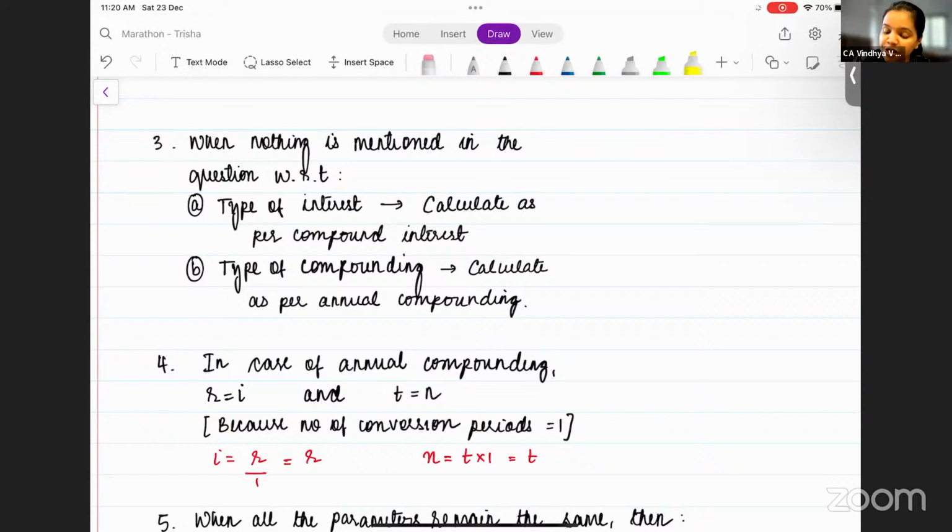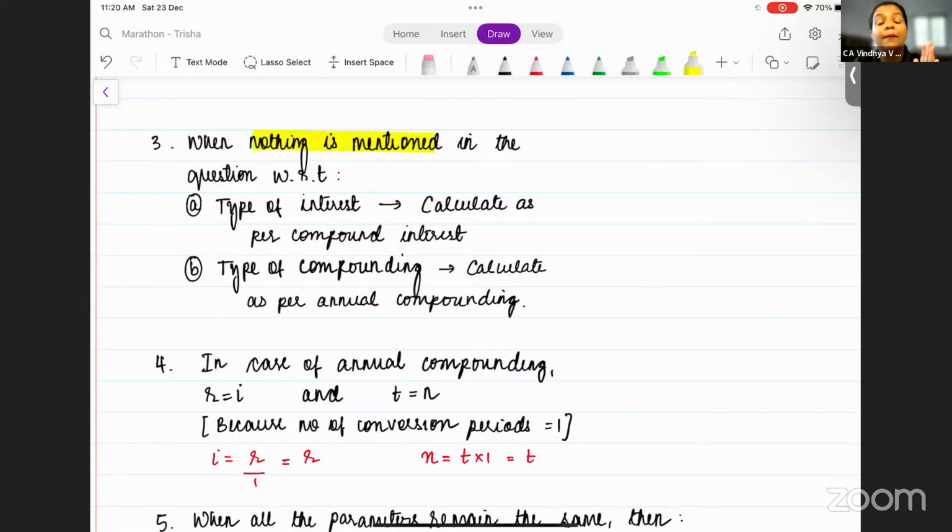Very important next point. This is when nothing is mentioned in the question about the type of interest. If the question does not specify whether it is compound interest or simple interest, you will always consider it as compound interest, which means if you are supposed to solve using simple interest, it will specifically be given in the question. And next one is type of compounding, whether it is annual, semi-annual, quarterly, monthly, daily, weekly, whatever. If it is not mentioned, then you will always consider it as annual compounding.